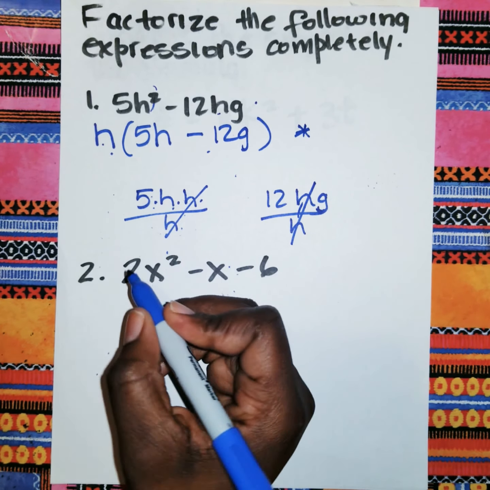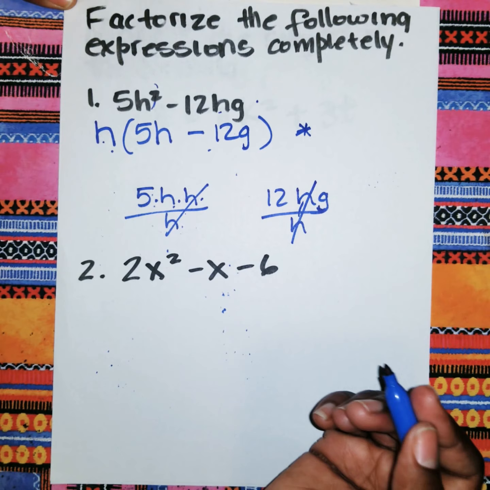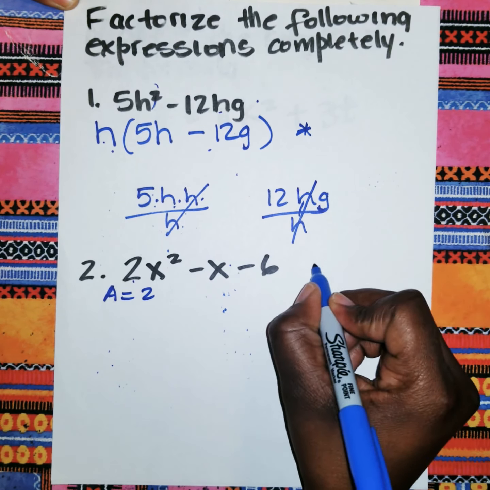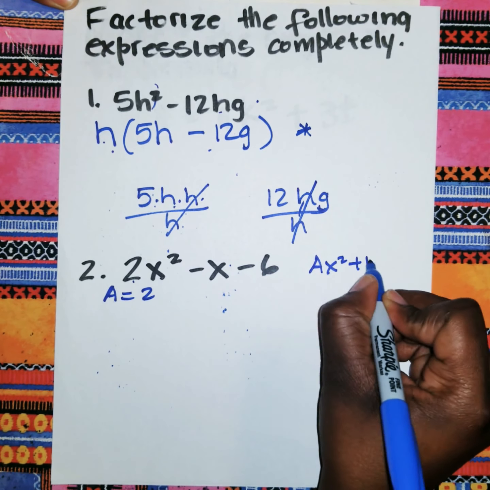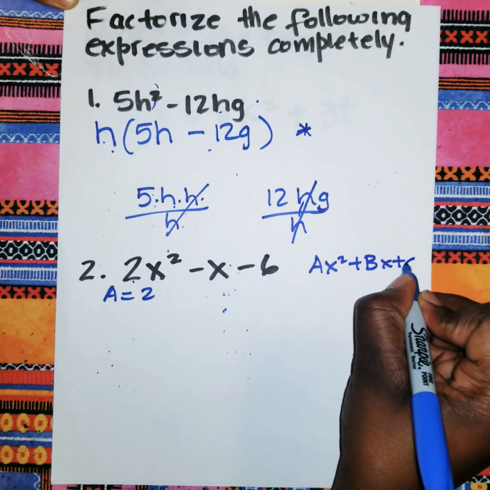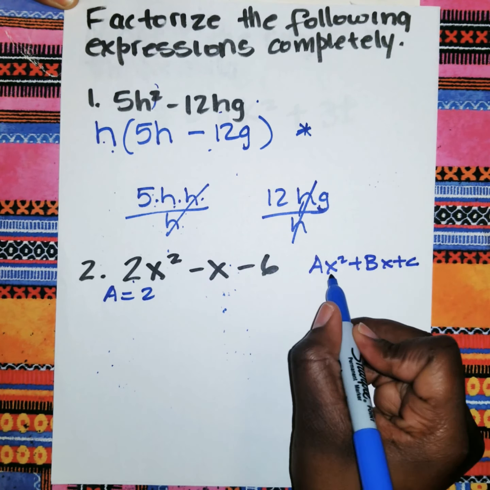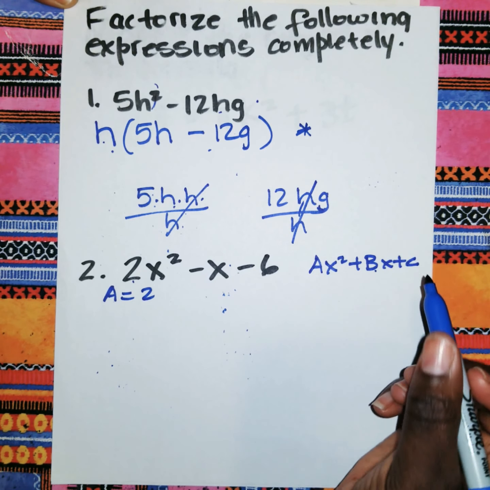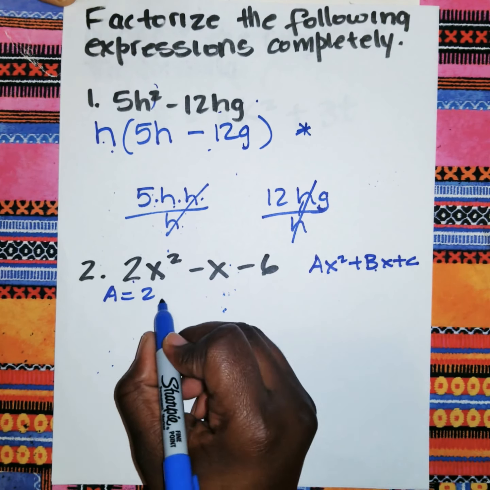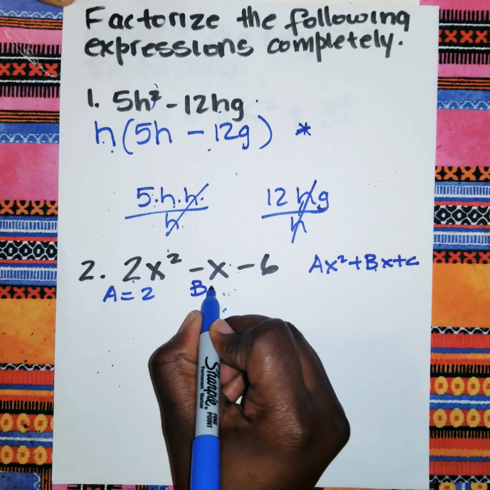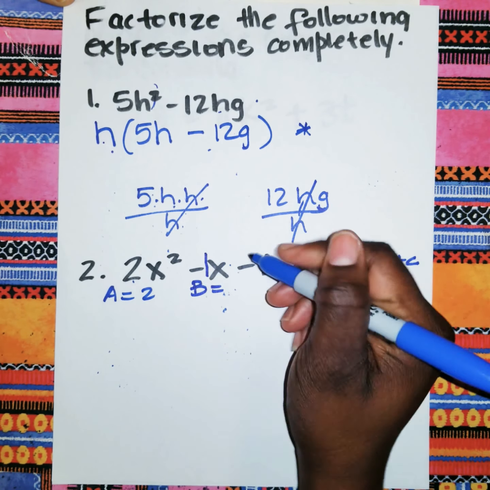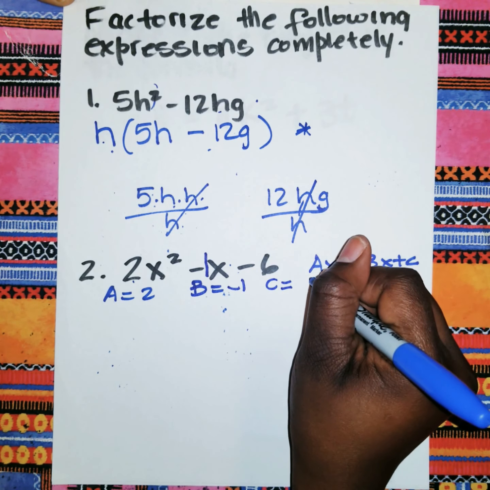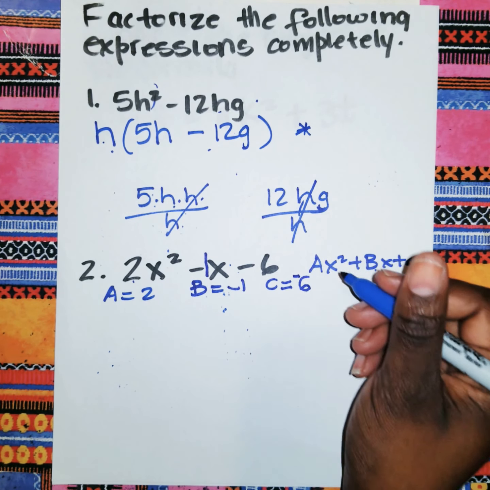So from here, what persons are normally advised to do is to tell the value of a. So a is 2. How do you know? The general form is ax squared plus bx plus c for the expression. So whatever is beside the x squared is a, b is whatever is beside the x, and c stands on its own. So a here is 2, b is equal to negative 1, because a 1 is in front of this x, it's a negative 1, and c is equal to negative 6.